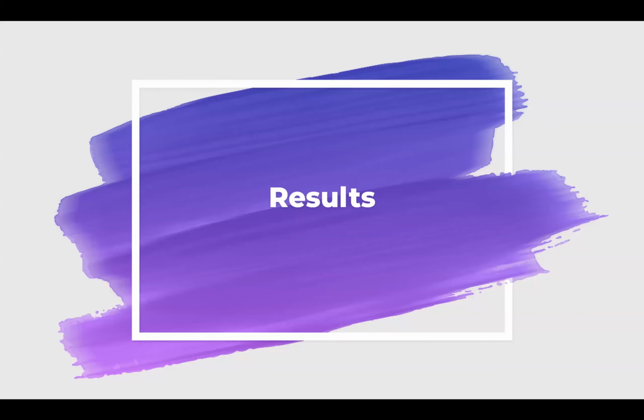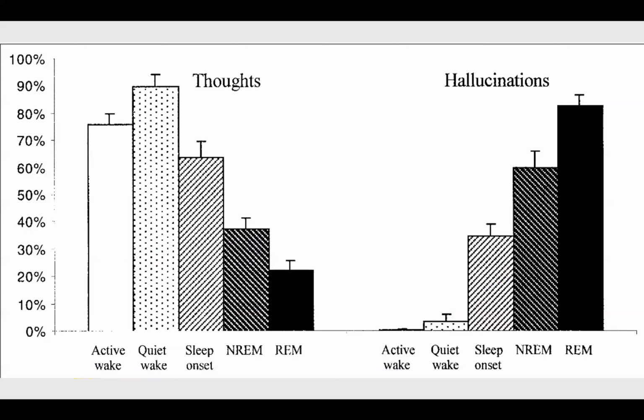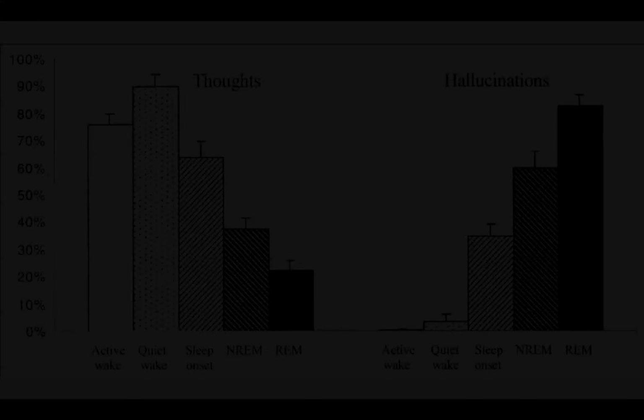Now to discuss some of the results. The prevalence of both thoughts and hallucinations differed significantly across the states of active wake, quiet wake, sleep onset, non-REM sleep, and REM sleep, as you see in this figure. Moreover, the prevalence of thoughts and the prevalence of hallucinations were strongly inversely related across these states. The overall difference in prevalence of thoughts across the states was highly significant.